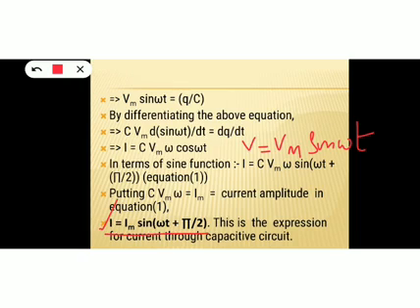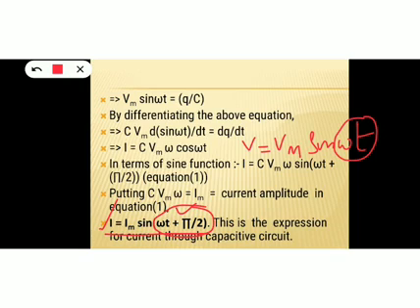Just look at the phase of the sine function in both expressions. In voltage, the phase is omega t, and in current, the phase of sine is omega t plus pi by 2. So which will lead, voltage or current? Current will lead. Why? Because the phase of voltage is just omega t, but the phase of current is omega t plus an additional phase of pi by 2. So the current will lead the voltage.